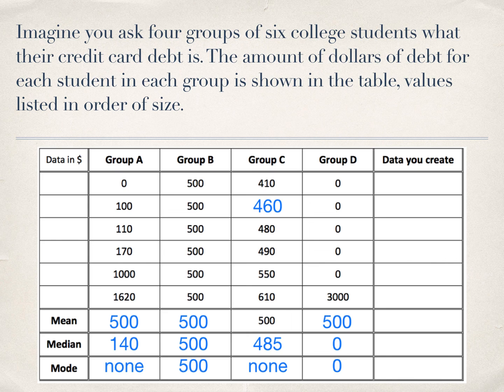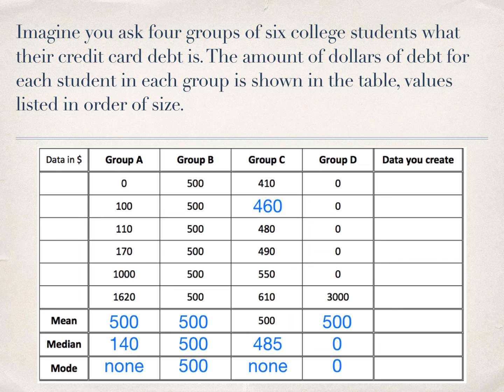Now, how did I know that the missing number in group C was 460? Well, you've got to reason it out a bit. Since in each of the groups A, B, and D, we saw that before we divided by 6, the subtotal must have been 3,000, so likewise for group C, in order to have a mean of 500, it means that the subtotal of the six numbers must have been 3,000.